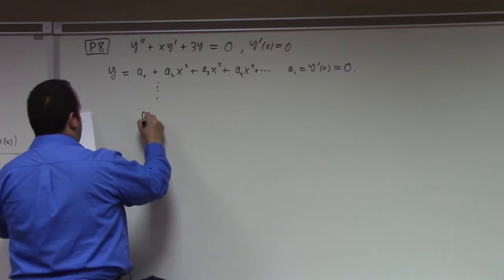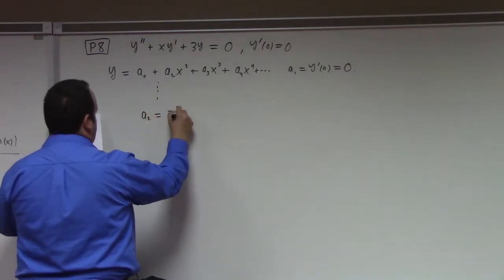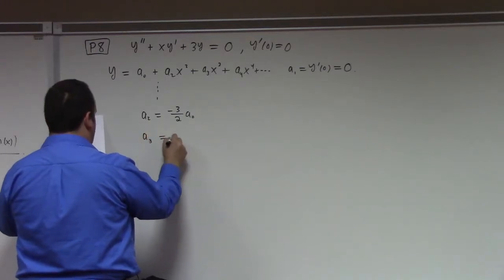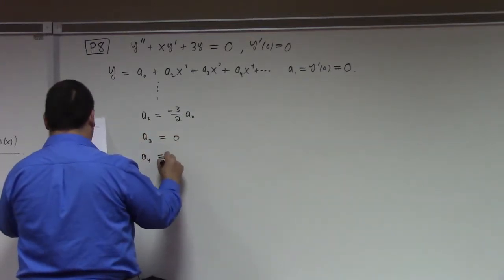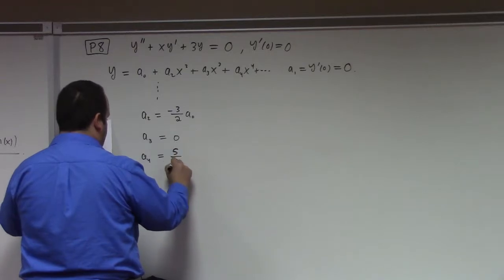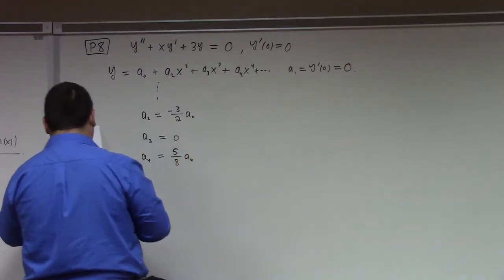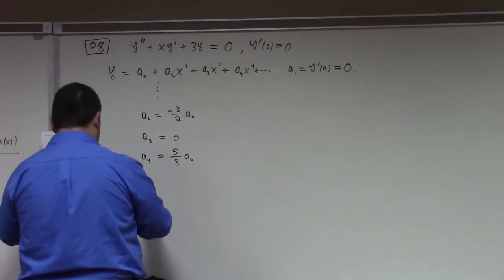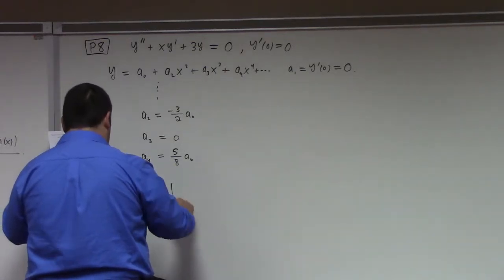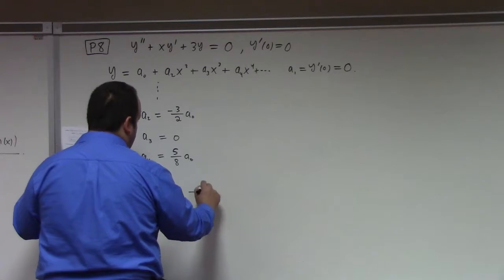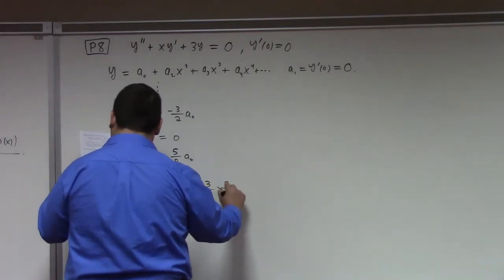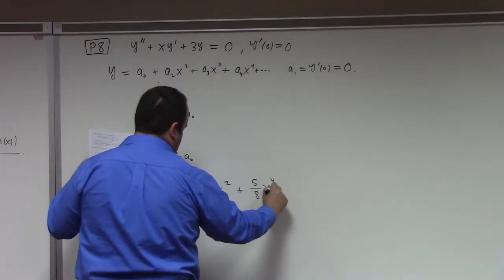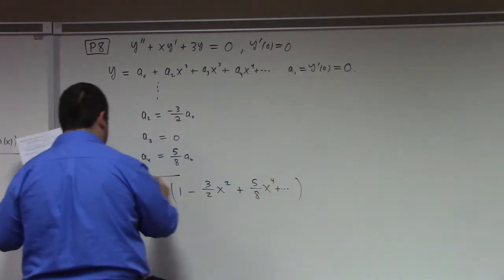Eventually, you should get that a sub 2 is minus 3/2 a sub naught. A sub 3 is 0. A sub 4 is actually 5/8 a sub naught. Some of you wrote it as 15/24. That's cool. So y is a sub naught times 1 minus 3/2 x squared plus 5/8 x to the fourth plus dot dot dot. There you go. That was the answer.